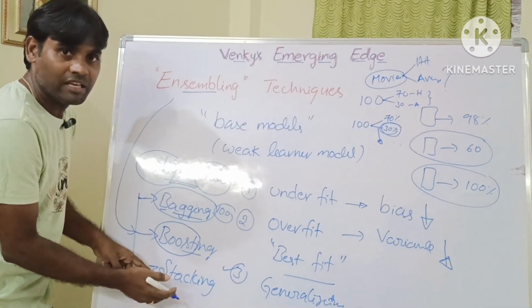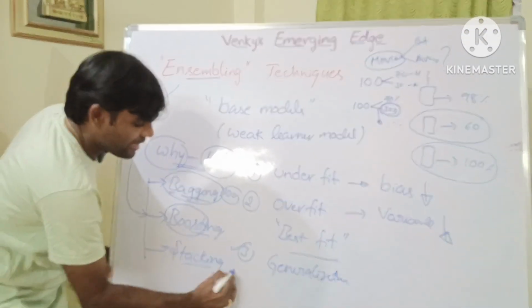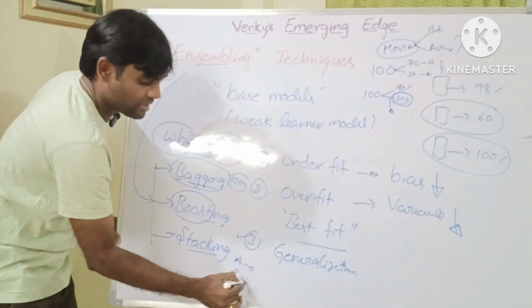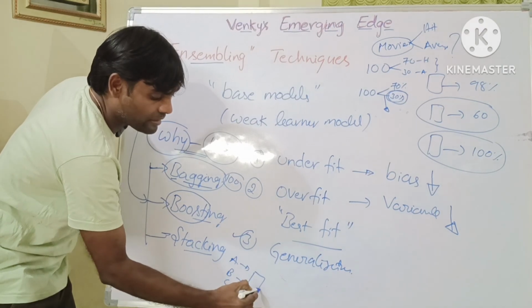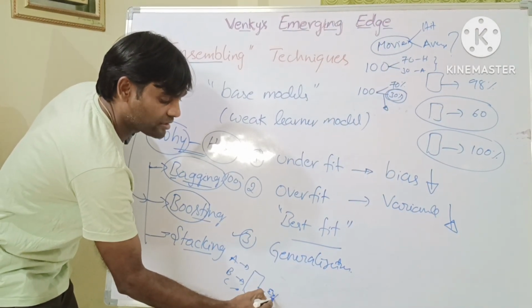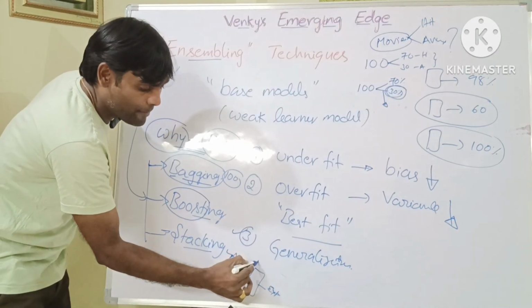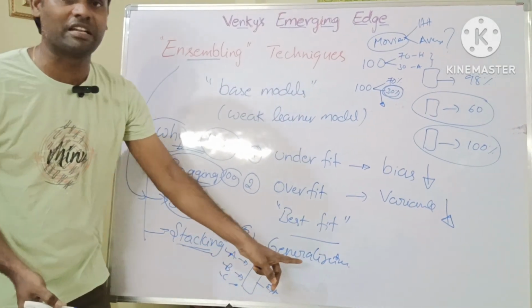Next one, stacking. The best example of stacking is maybe A, B, C, three different types of doctors, giving three different opinions. Again, all these opinions are given to one more expert doctor. So these are the base models, and this is called a meta model. This is an example of stacking. By using stacking, we control the generalization.